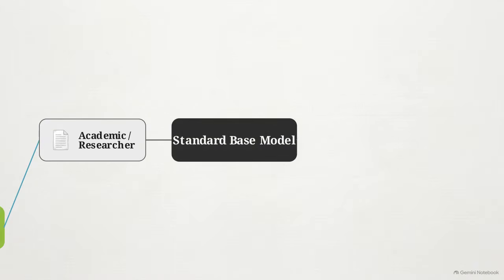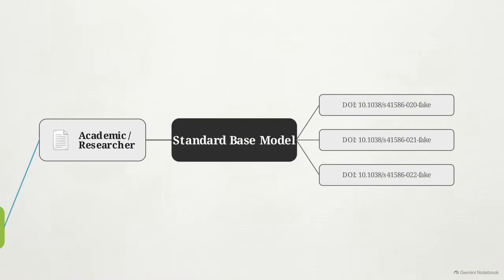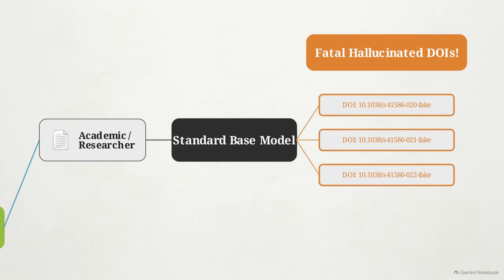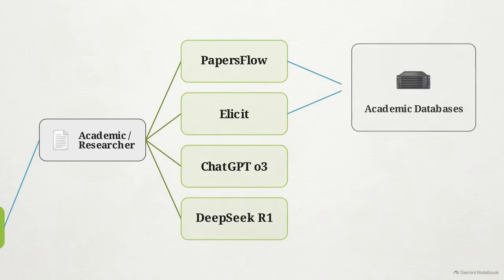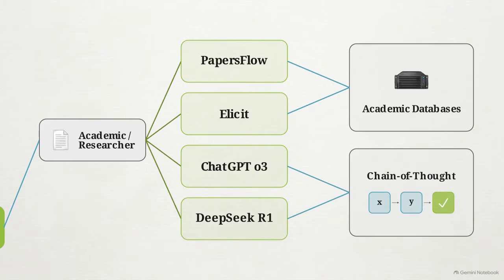If you point a standard base model at a literature review, it will often invent academic papers and fabricate DOIs. To fix that, you swap the general model for research-specific platforms like PapersFlow or Elicit, or dedicated reasoning models like ChatGPT-o3 and DeepSeek R1. These tools search actual databases of hundreds of millions of papers to verify citations in line. They use extended chain-of-thought processing to check their own math step by step before giving you an answer.